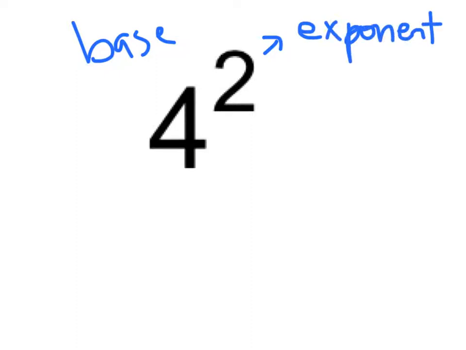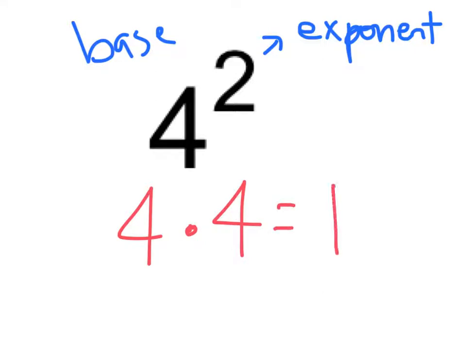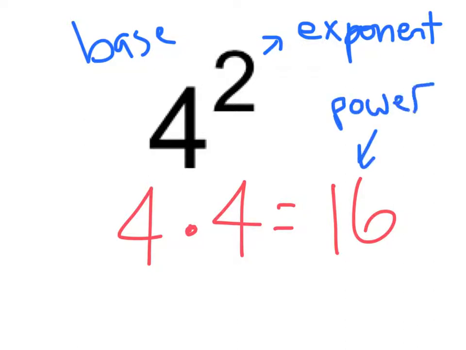Today, what we're going to be doing is finding powers. I'll tell you about that in a second. First, how do we rewrite what we're going to refer to as 4 to the second? We're going to rewrite it as 4 times itself twice. And 4 times 4, of course, is 16. 16 is our answer. It's also what we're going to be referring to as the power. So let's find a few more powers.